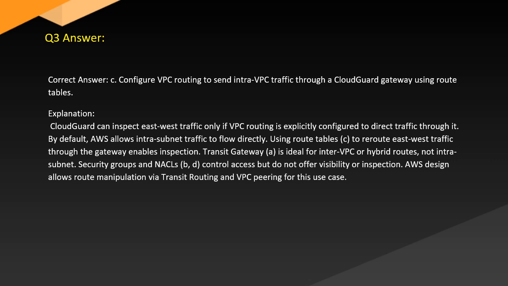Transit Gateway is ideal for VPC or hybrid routes, not intra-subnet. Security groups and NACLs (B, D) control access but do not offer visibility or inspection. AWS design allows route manipulation via transit routing and VPC peering for this use case.